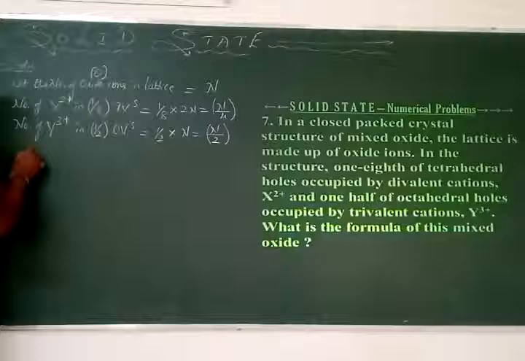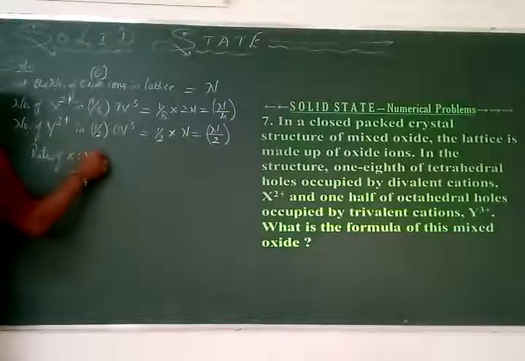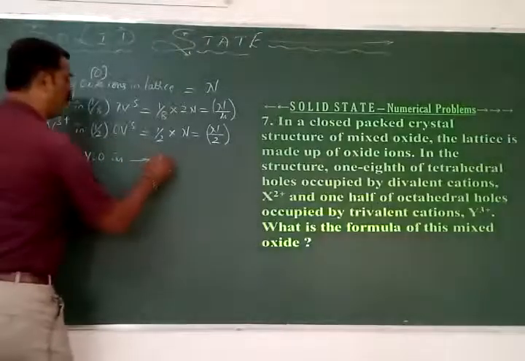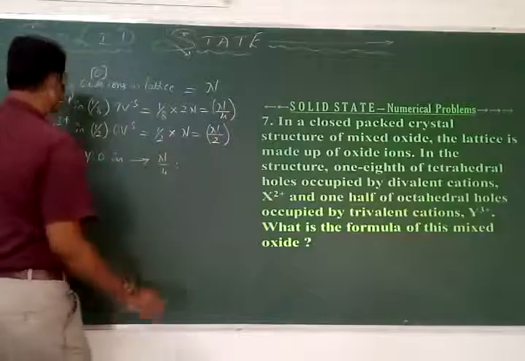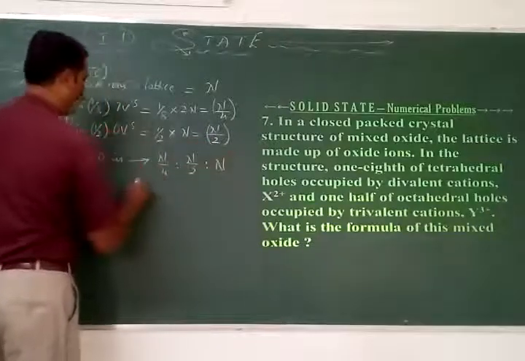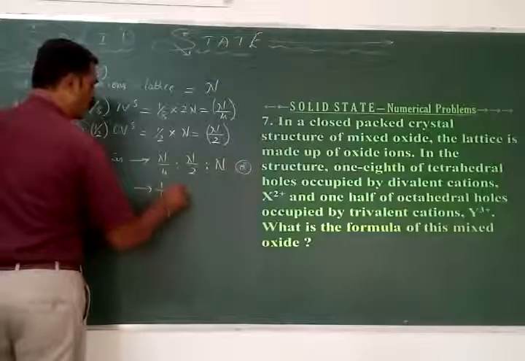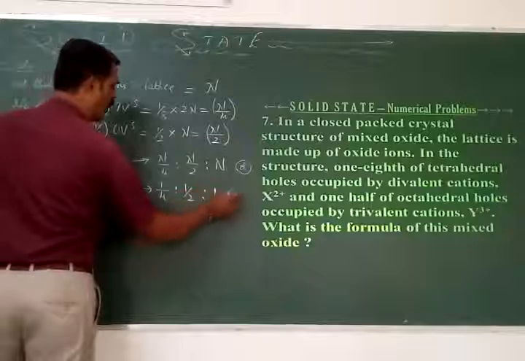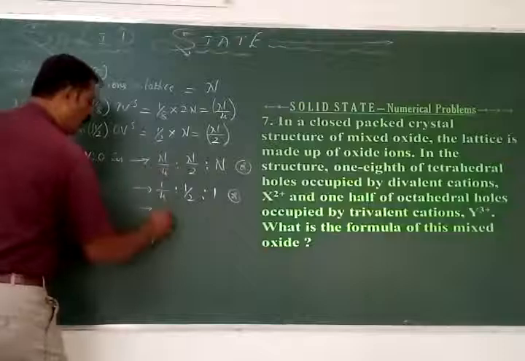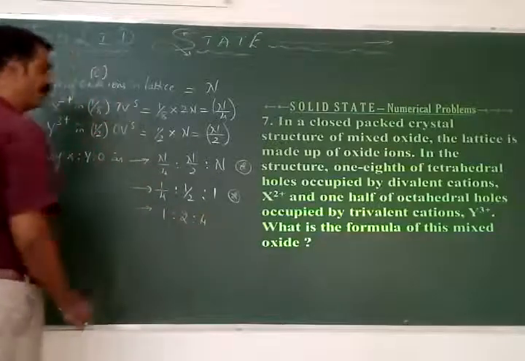Therefore, the ratio of X to Y to O. What is X here? It is N by 4. What is Y here? It is N by 2. What is oxygen here? It is N. So N by 4 : N by 2 : N. Multiply throughout by 4, I think. So 1 : 2 : 4.